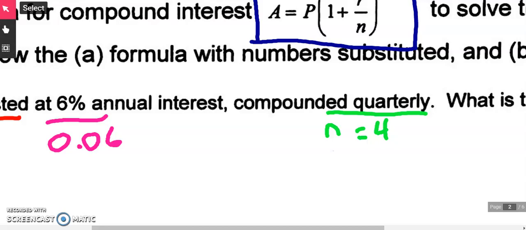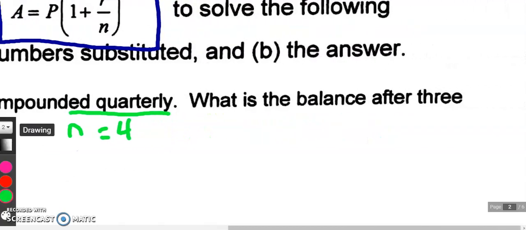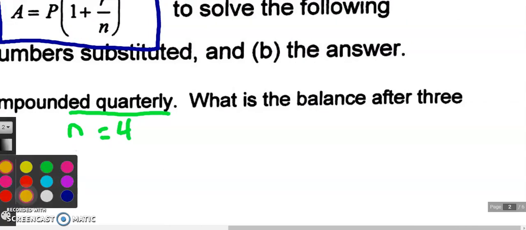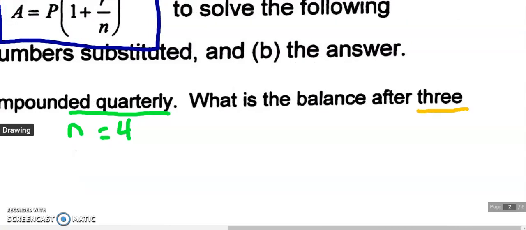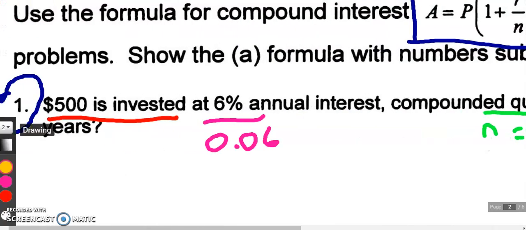So I've got everything except time. And then there it is. So what is our balance after 3 years?